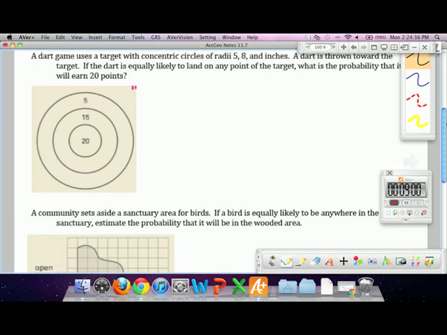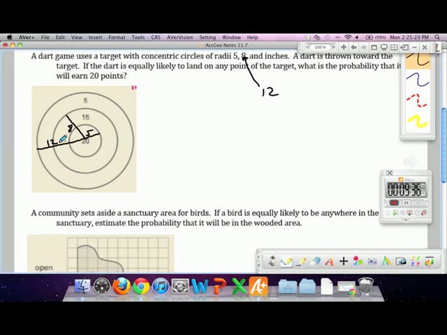Oh, I'm missing a number there. There's supposed to be a 12 in here as well. So it's saying we have a 5, 8, and 12 inches. I missed the 12, so that's what the diagram is a little bit. I have concentric circles, and I know the first has got the following radii.